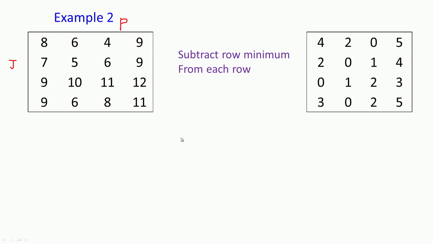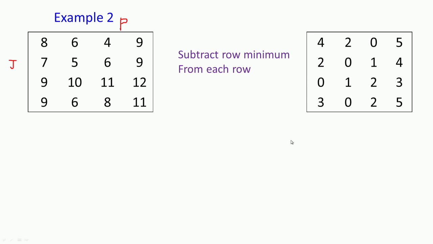So, from the first row, subtracting 4, we would get 4, 2, 0, 5, which you can see there. Subtracting 5 you will get 2, 0, 1, 4. Subtracting 9 from every element of the third row you will get 0, 1, 2, 3, and subtracting 6 you will get 3, 0, 2, 5.